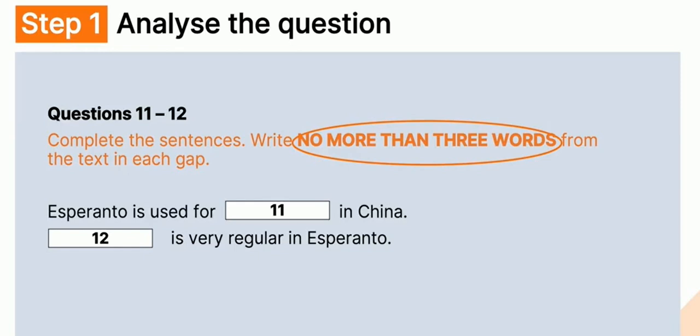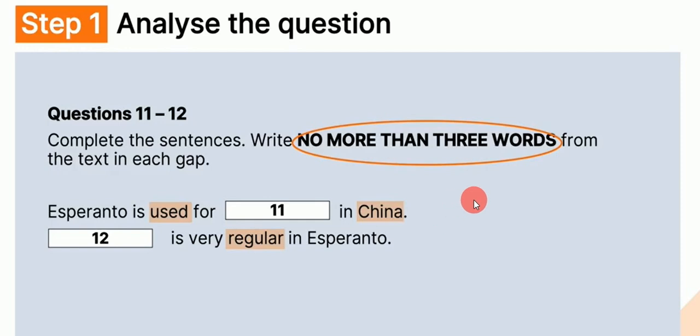Next, you need to identify the keywords. Which words do you think would be most helpful when scanning the passage? In question 11, the keywords you should scan for are used and China. Esperanto is the topic of the passage, so it's not a good word to scan for, as it will appear in the text several times. In question 12, regular, or a synonym of it, is the best word to scan for.